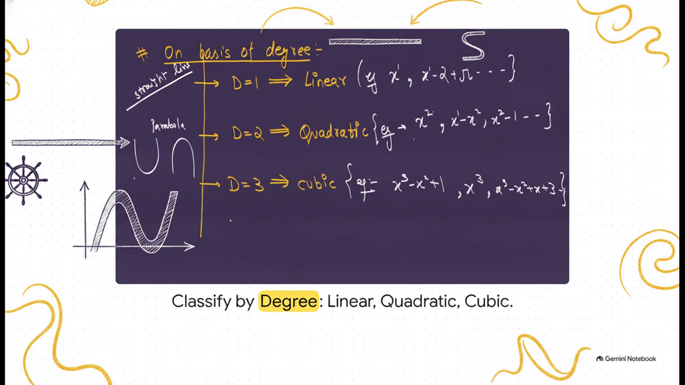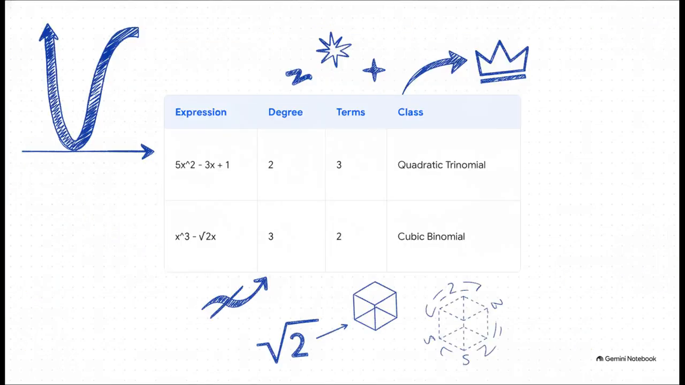It entirely dictates the geometric shape of the math. So let's put it all together, kind of like giving each polynomial a first and last scientific name. Walking through these examples from the notes. Take 5x squared minus 3x plus 1. The highest power is 2, so its first name is quadratic. It has 3 distinct chunks, so its last name is trinomial. Put them together, quadratic trinomial.